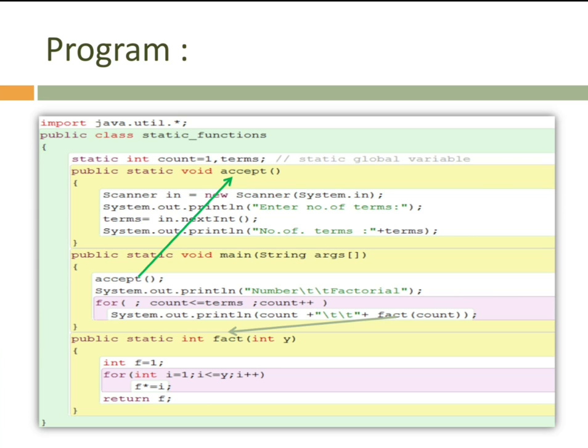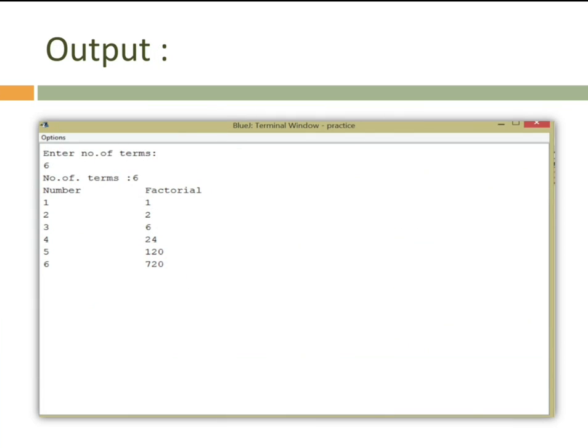Means 1 into 2 into 3 into 4 into 5. Factorial of 5. And see what happened. The answer is in front of you all. The number of terms is 6, and the counting started from 1 till 6. And the factorials you are having in front.